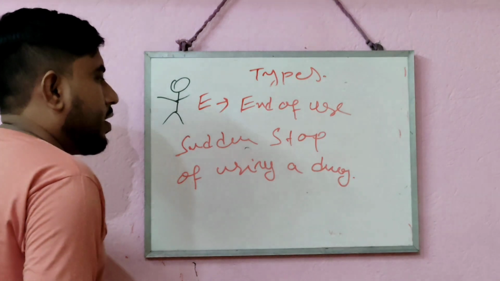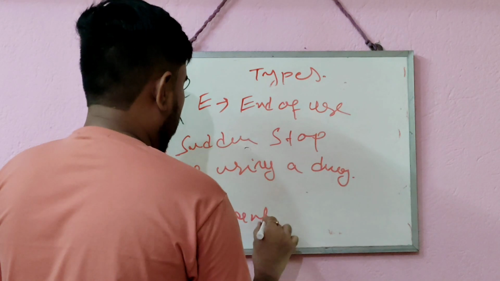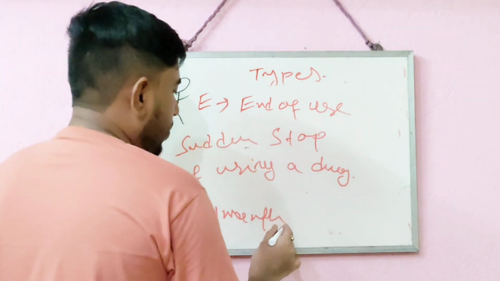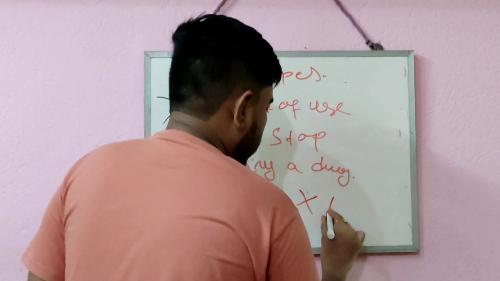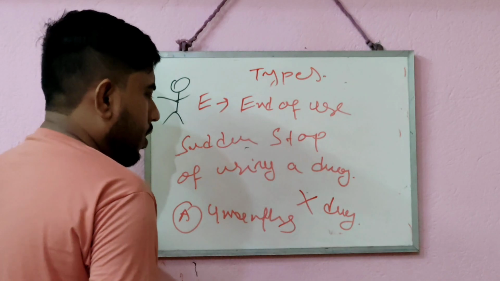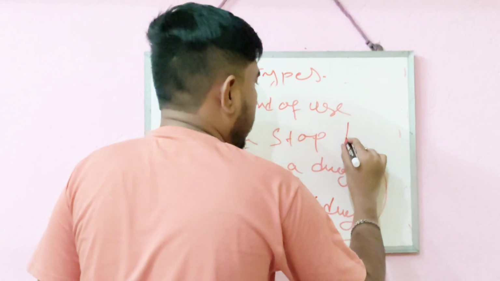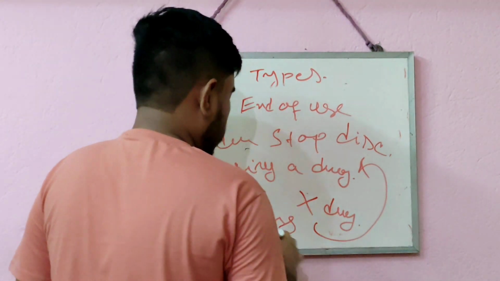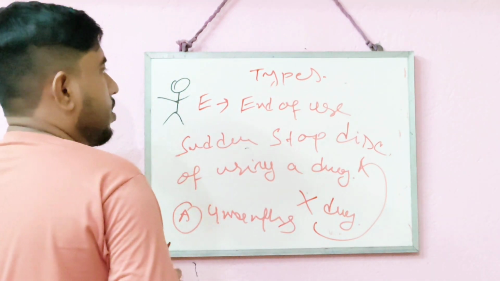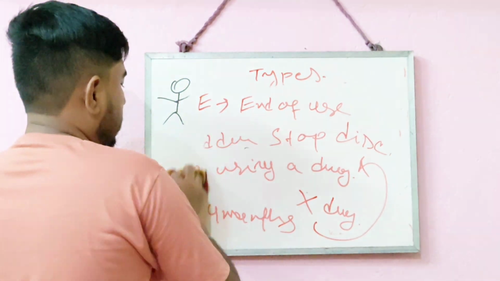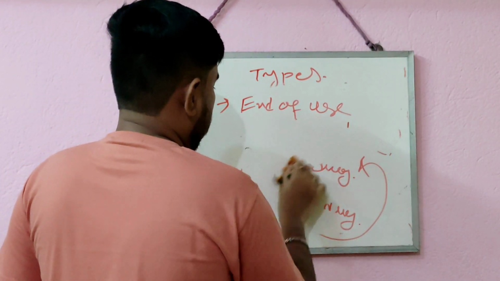So let's suppose you are taking a drug, drug A, for 4 months or 2 months to overcome a disease. But after 4 months you suddenly stop using that drug. That sudden stopping can cause the reoccurrence of that same disease for which you started to take the drug for a prolonged period of time. For all such drugs, this type of adverse drug reaction can be seen, called end of use or E type of adverse drug reaction.